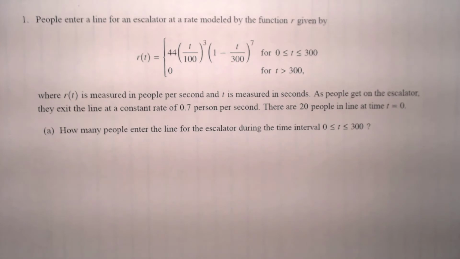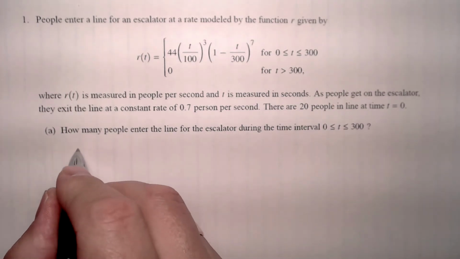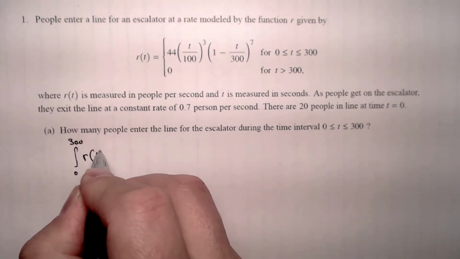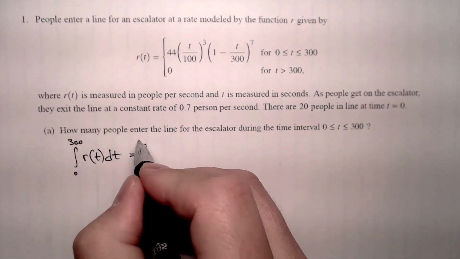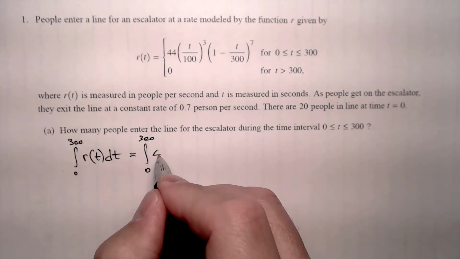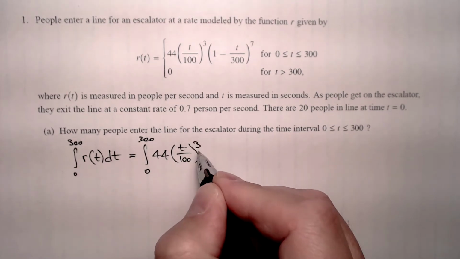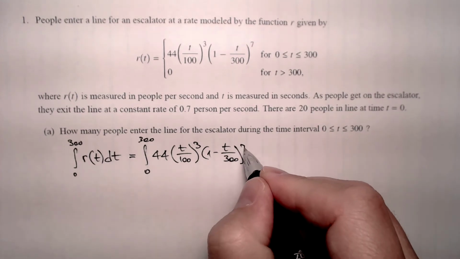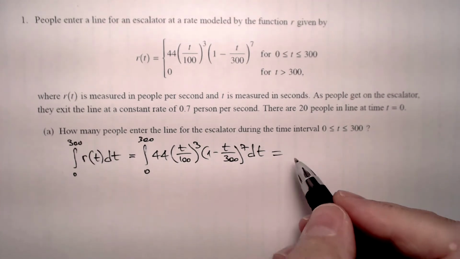So the first question is how many people enter the line for the escalator during the time interval between 0 and 300. And so this is simply the integral from 0 to 300 of r of t dt. And so we can write this down as the integral from 0 to 300 of 44 times (t over 100) to the third power times (1 minus t over 300) to the 7th power dt. And we need a calculator to calculate that, and so let's do that next.